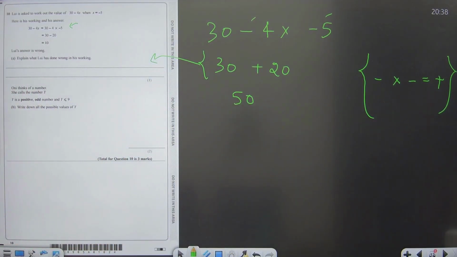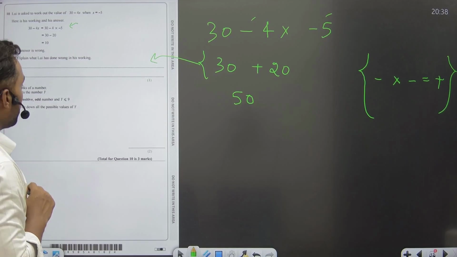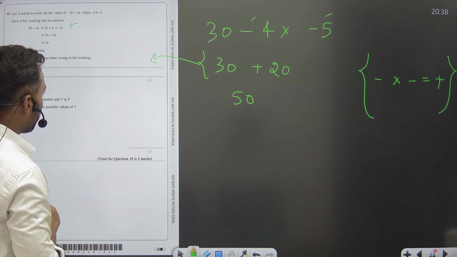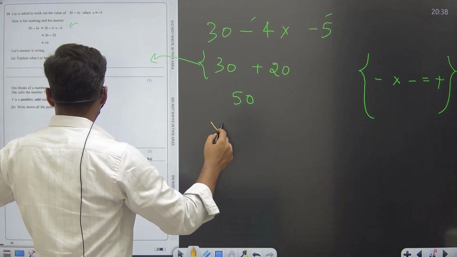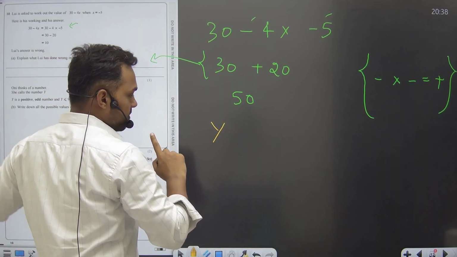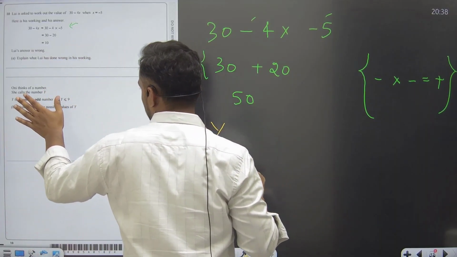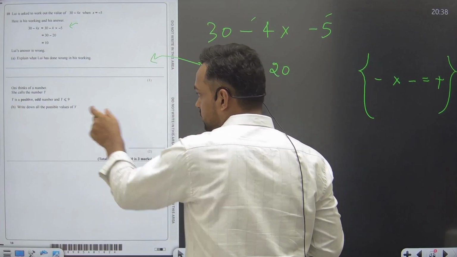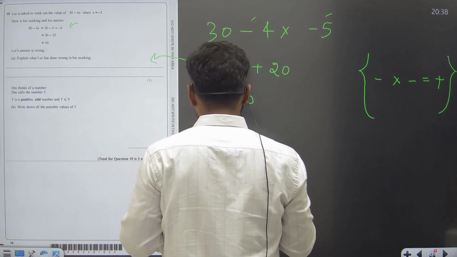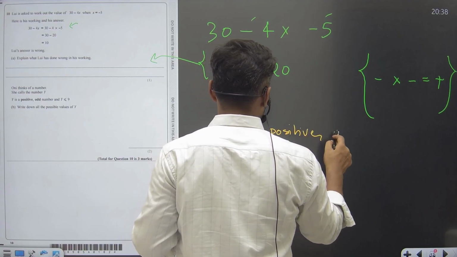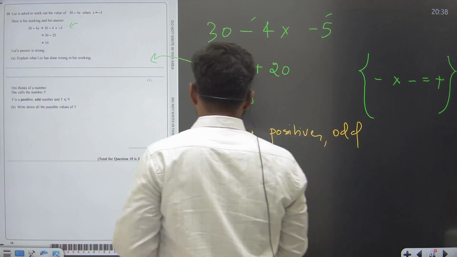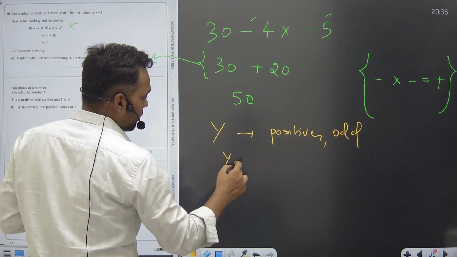Now the next question: she thinks of a number, the number y is a positive odd number and y is less than or equal to 9. Write down all the possible values of y. Okay, see here, y is positive. First, she has thought of a number which is positive and it is odd as well. So y is positive and it is odd as well, and y is less than or equal to 9.